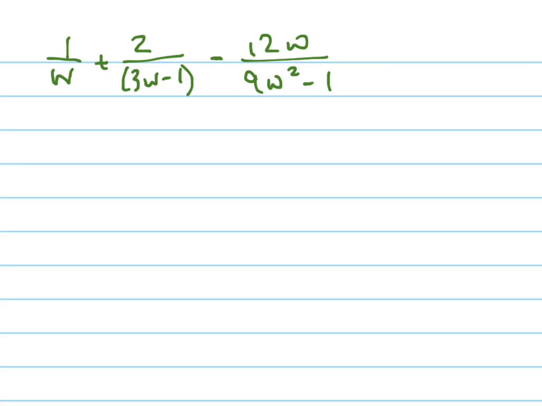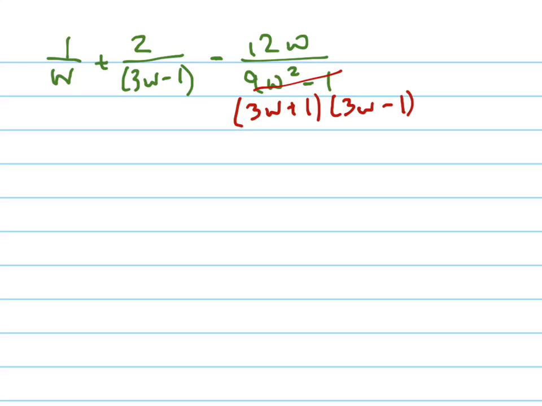The instructions say perform the indicated operation and simplify. So this is basically a fraction addition problem. It's like adding fractions, and what I need to do is find the least common denominator. Notice that this can be factored into 3w plus 1, 3w minus 1.